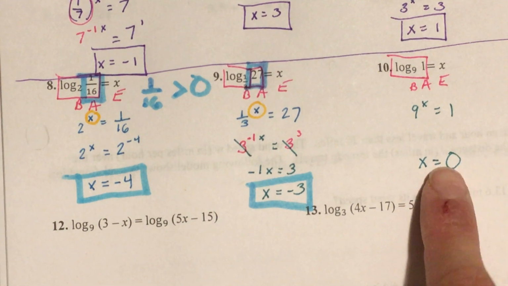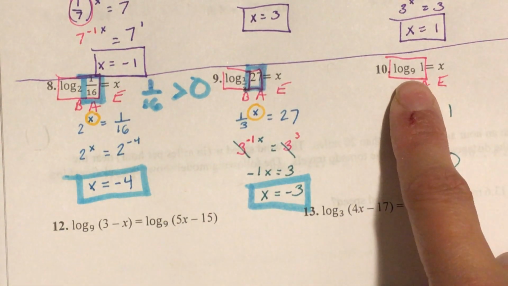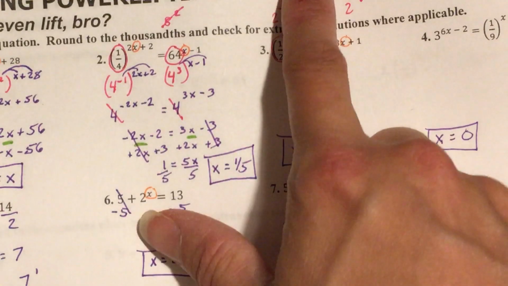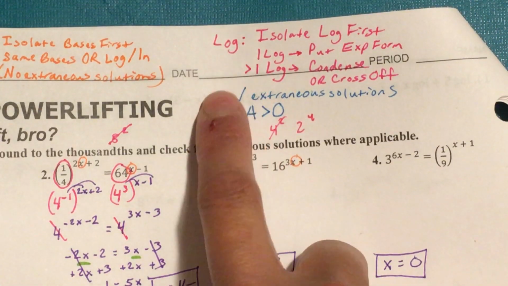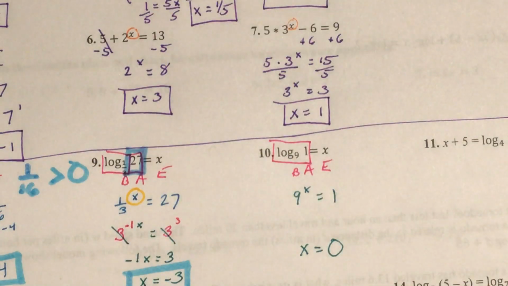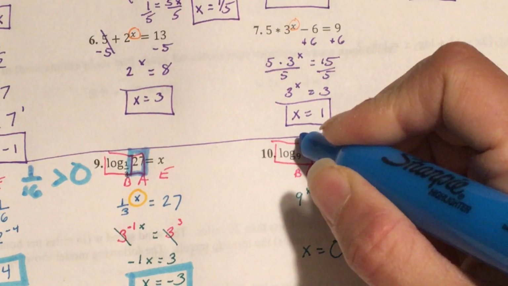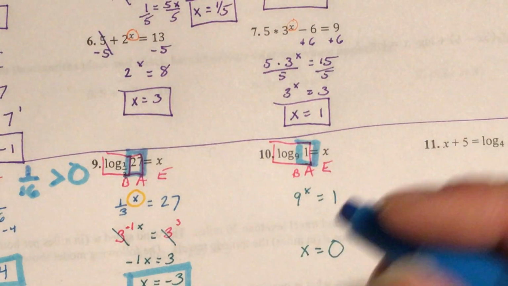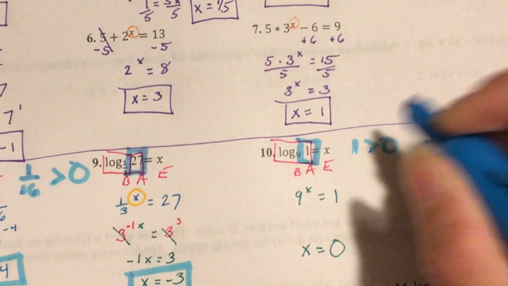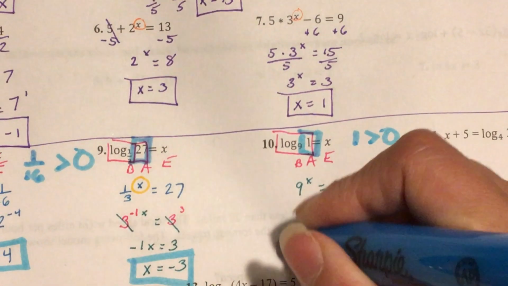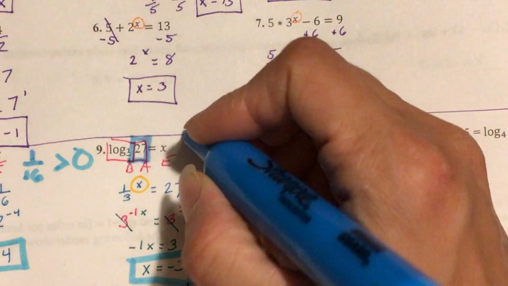But before we put a box around it, because it's a log equation, remember with logs, that's where we have to check for those extraneous solutions. So we plug it into the answer part of our log, which is 1. Is 1 greater than 0? It sure is. So x equals 0 is our solution.